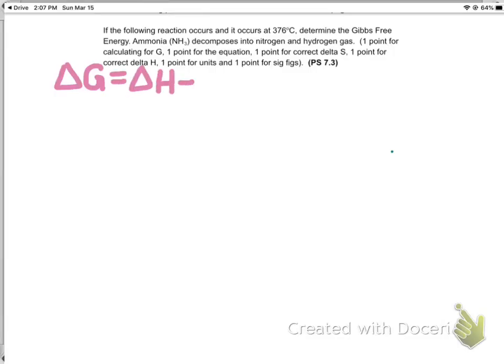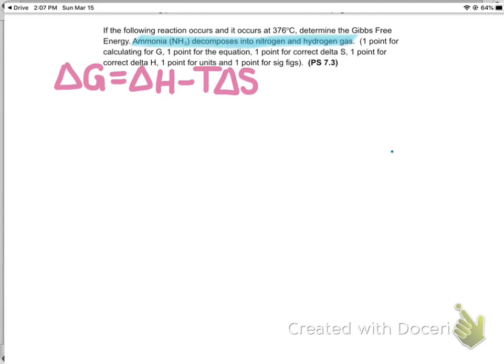What's happening in today's video is that we are looking at the given formative equation that we took on Friday. It says the following reaction occurs at 376 degrees Celsius. Determine the Gibbs free energy of ammonia as it decomposes into nitrogen and hydrogen gas. Then it gives you a breakdown of the grading criteria.